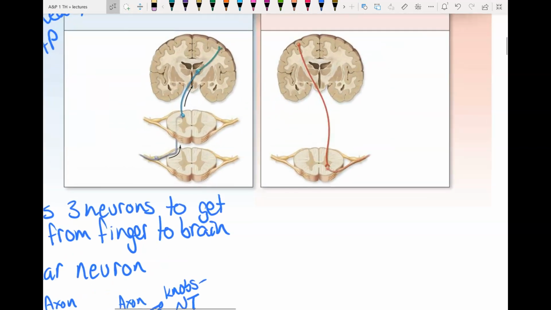So if we look in detail here, here's that axon coming in. Right here is the cell body. And remember, this is the posterior root, and the cell body is in that posterior root ganglion. So remember, sensory goes to posterior. So this is the posterior root ganglion where the cell body is. Then we go into the posterior root, into the spine, and we go to the posterior horn of the spine.